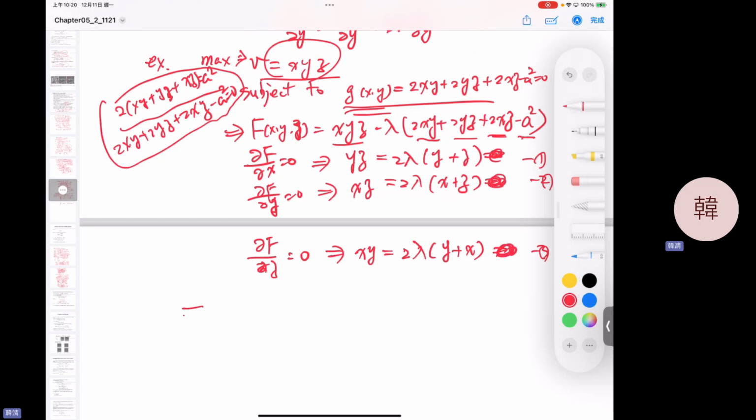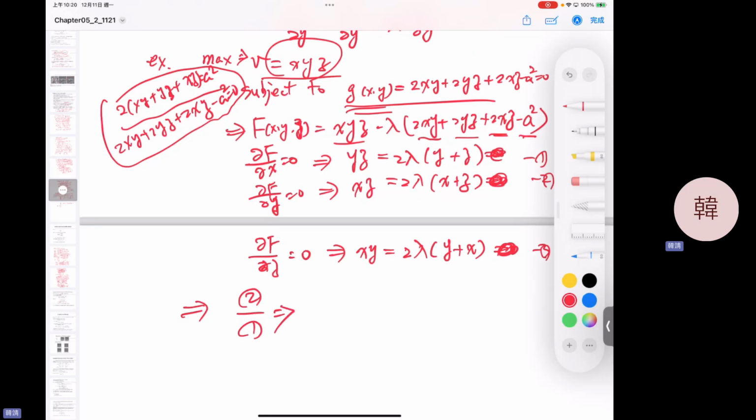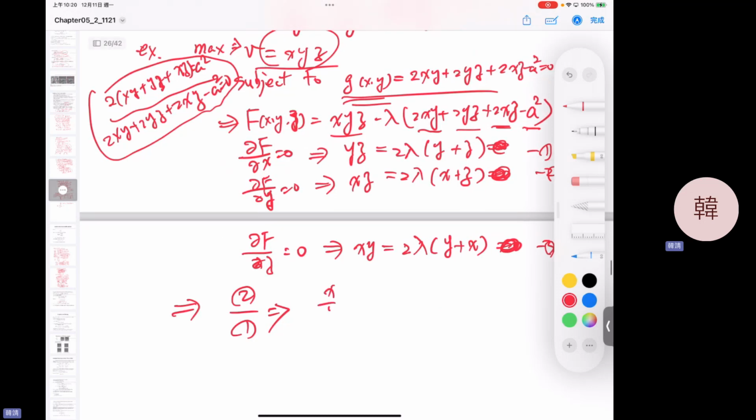So you have 3 equations, right? yz equal to this one, and so on. So why do we do this? Because we are going to use a trick there. So what's the trick? Maybe you can take the second equation divided by the first equation, right-hand side and left-hand side. So in 2 divided by 1, on the left-hand side the z will cancel out. So it becomes x divided by y equal to what? 2 lambda cancels out, so it becomes only x plus z divided by y plus z.